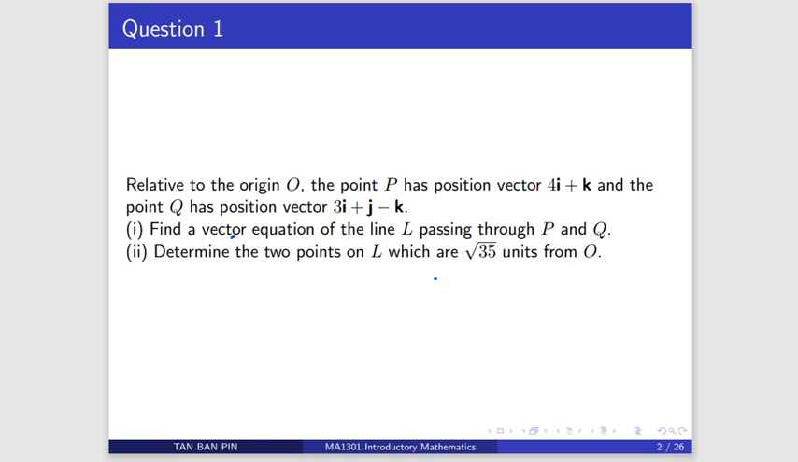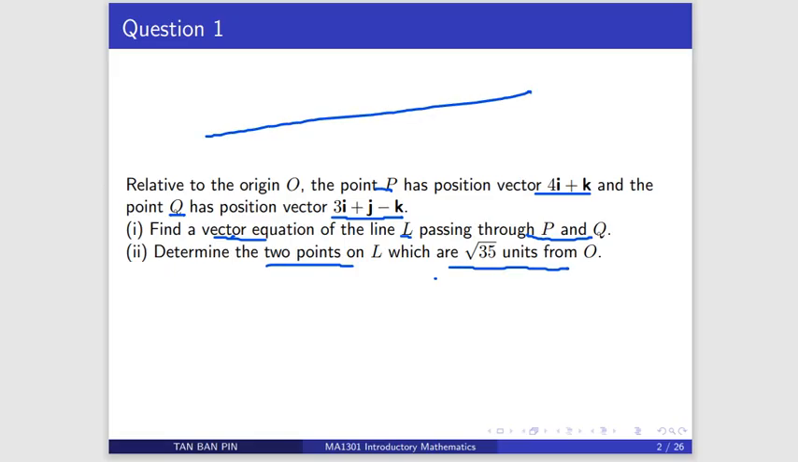In question 1, the given point P has position vector 4i plus k. Point Q has position vector 3i plus j minus k. In part 1, you are supposed to find the vector equation of line L passing through P and Q. In part 2, you are supposed to find 2 points on L which are square root 35 units from O.